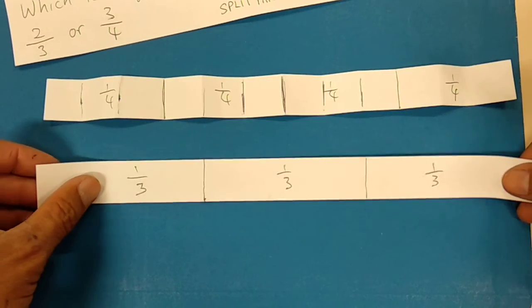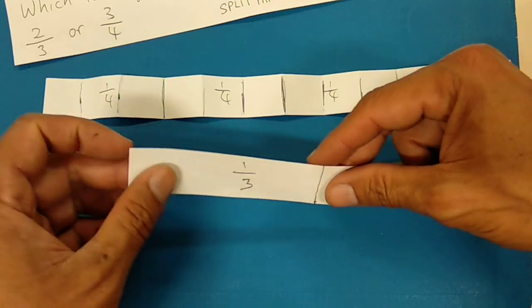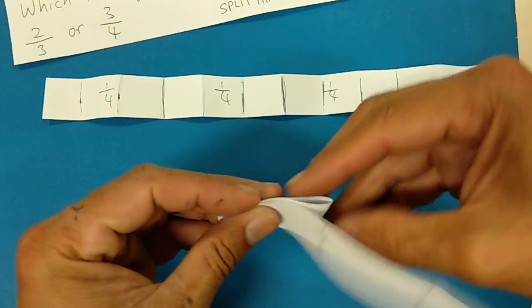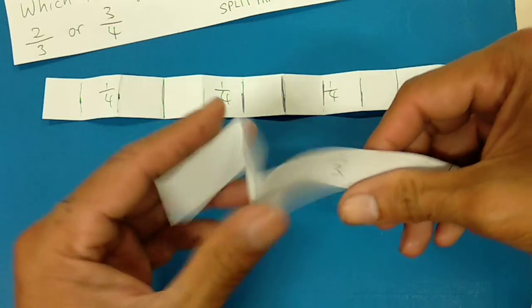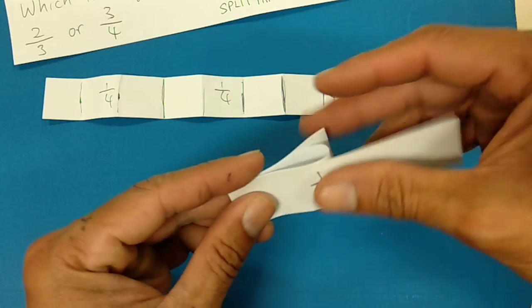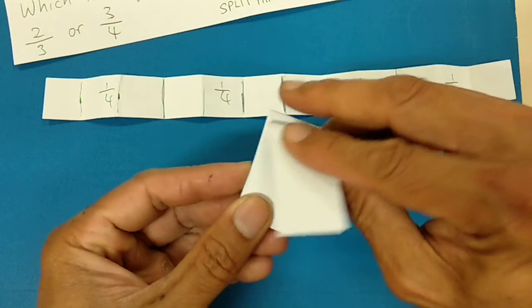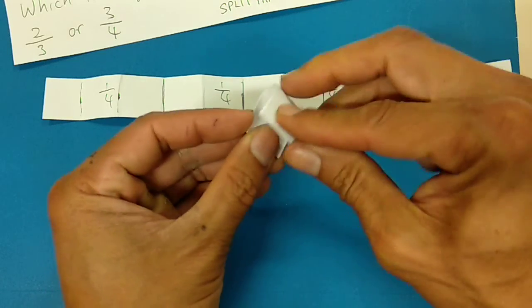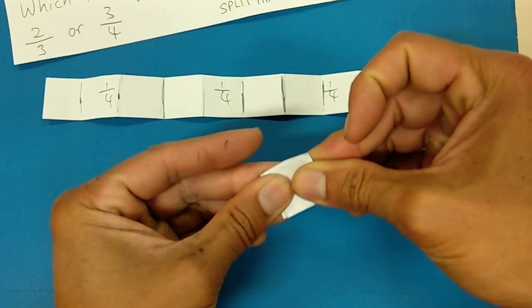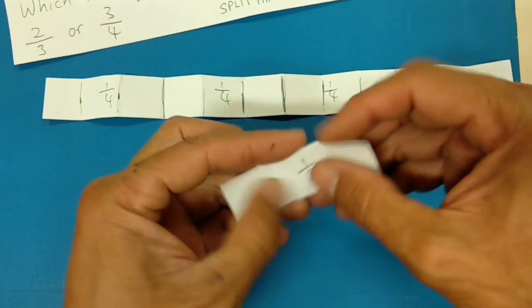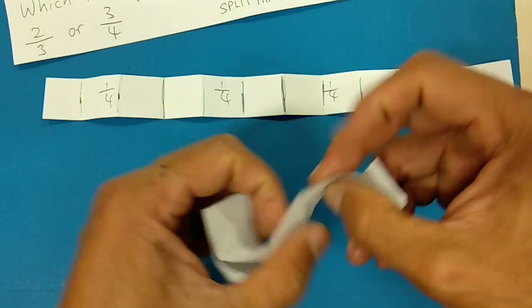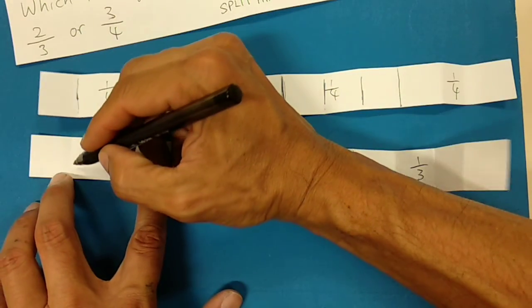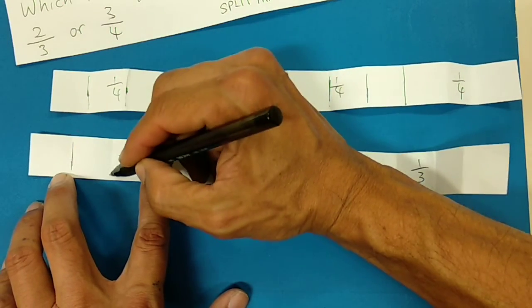Whereas for the 1/3, I'm going to fold each of the thirds into 4 smaller parts. That's half. It's half. It's half. And then I'm going to fold them one more time. There you go. All right. So take a look at these further splits.